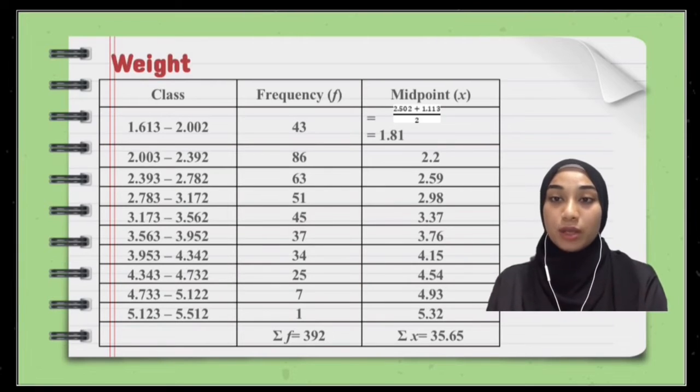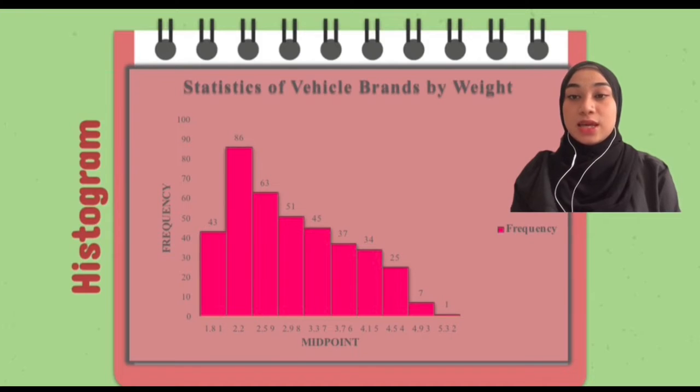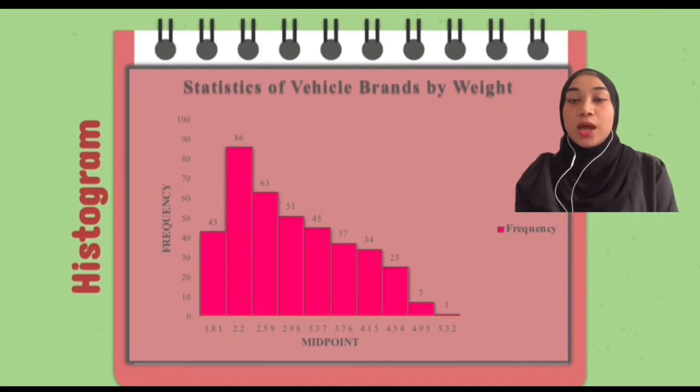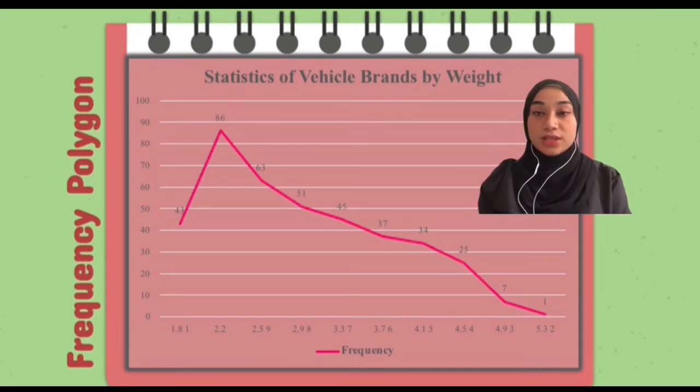And the last is weight. We use this class to draw a histogram and frequency polygon for weight. The highest frequency is 86 and the midpoint is 2.2, and the lowest is 1 with a midpoint of 5.32. All the bars are the same width since the intervals are equal and continuous. Same for the frequency polygon. The highest is 86 and the midpoint is 2.2, while the lowest is 1 with a midpoint of 5.32.